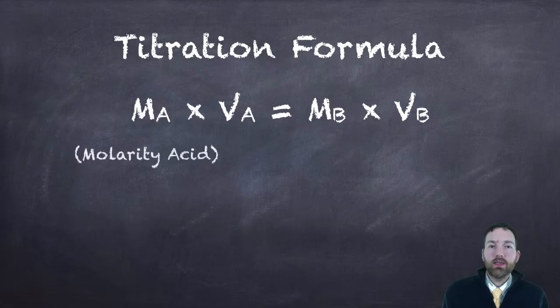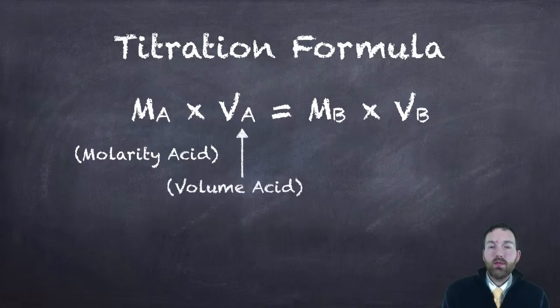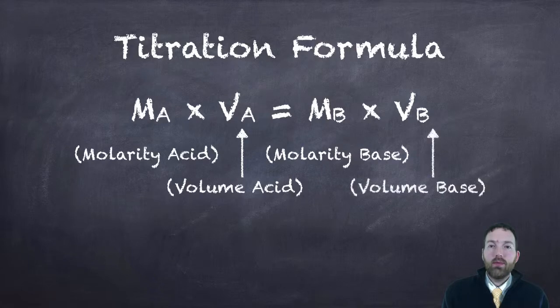MA stands for the molarity of the acid. That's either going to be known or what you're solving for. The volume of the acid is what VA stands for. Again, they're going to either give that to you in the problem, you'll read that off of your titration apparatus, or it's something you'll solve for. MB is the molarity of our base, and VB is the volume of the base.